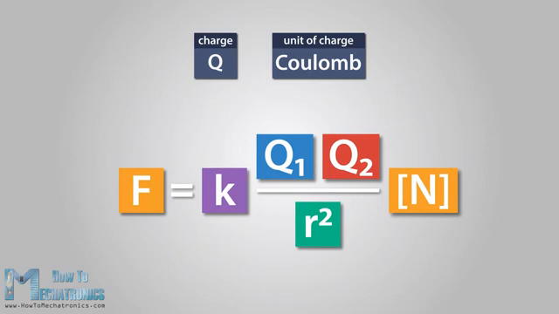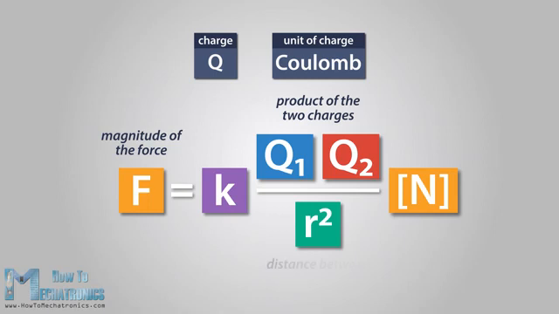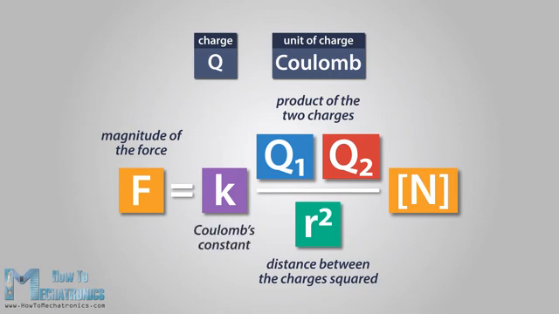So, this equation shows the magnitude of the electric force between charged particles. F is equal to the product of the two charges Q1 and Q2 divided by the square of the distance between them, r, and then multiplied by the proportionality constant k. The electric force is expressed using the unit Newton.